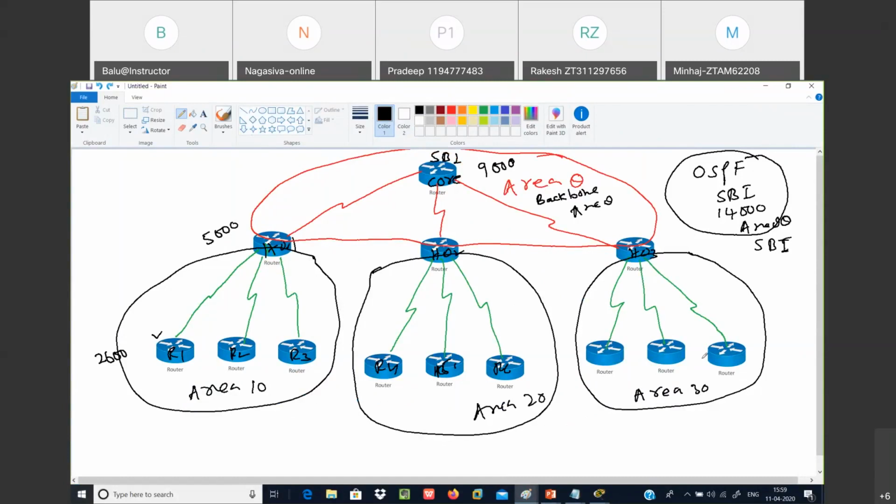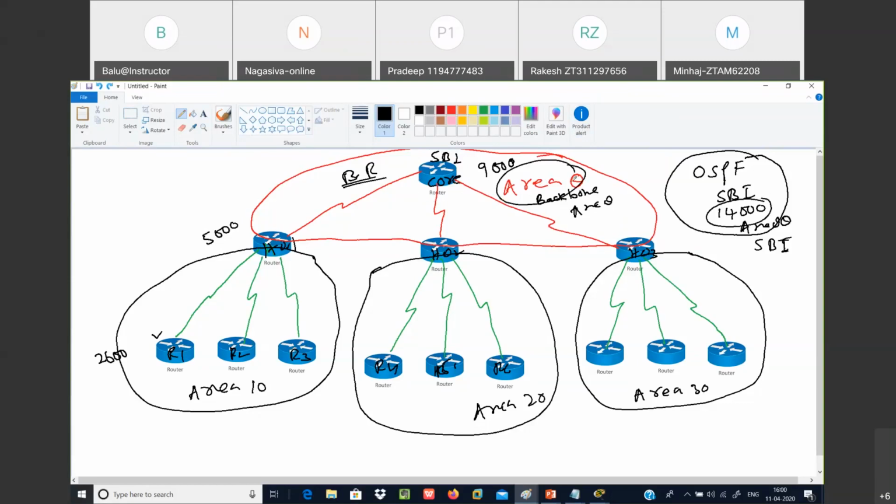Now let me discuss clearly the router types, OSPF router types. Router which belongs to area 0, repeat, the router which belongs to area 0, those routers we call backbone routers, BR. So backbone routers can be 40 to 50 routers in area 0. Do you think SBI, which has 14,000 routers, should be maintained by only one core router? No.